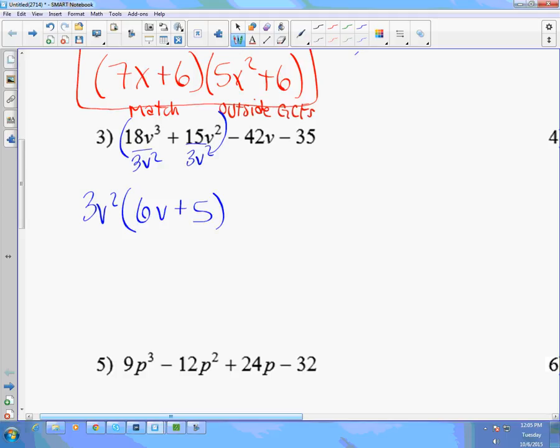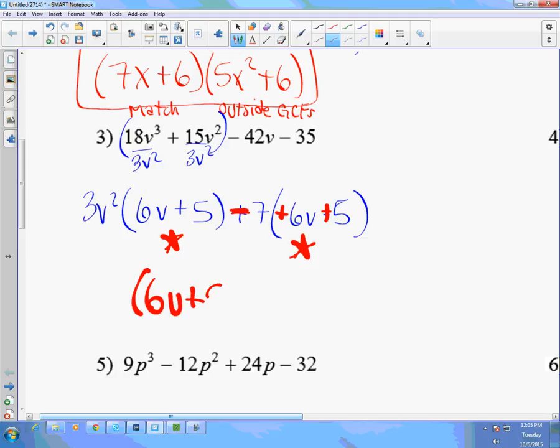Okay, I agree with that. Now, careful over here. Remember, between 42 and 35, it's a 7. But if you pull out a positive 7, you're left with negative 6b minus 5. Does that perfectly match? No, because I told you we need this B to be positive over its match. So we pull out a negative 7, which makes us positive and positive. And we have matchy.